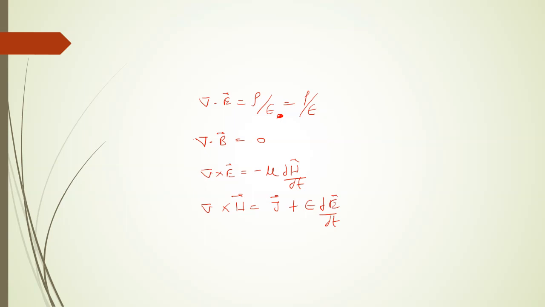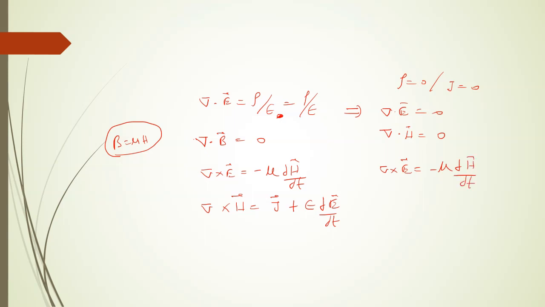So what are the conditions? Rho equals 0 and J equals 0. So this equation becomes del dot E equals 0. This becomes del dot H equals 0, because B equals mu H. This remains as such: del cross E equals minus mu curly H by curly T, and this becomes del cross H equals, since J is 0, epsilon curly E by curly T.